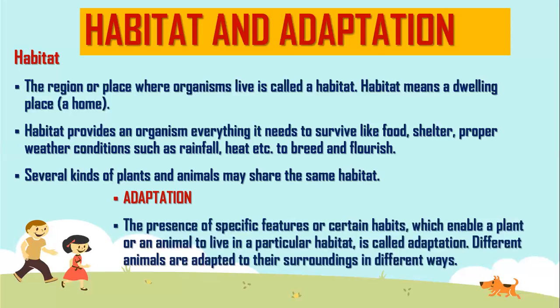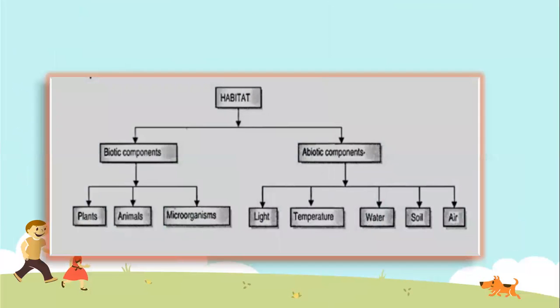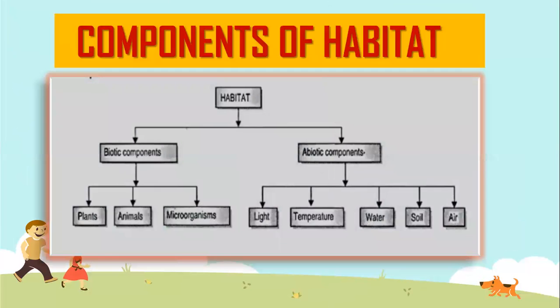This is very important because if the plants or animals have not adapted themselves, they are not able to survive in a particular region. So they have to adapt themselves. And several animals or plants have adapted to their surroundings in different ways, which we will learn about in a later phase of this presentation. Now let's learn about the components of habitat.